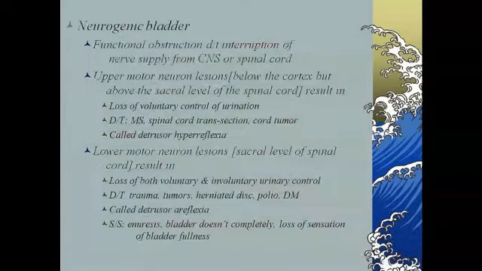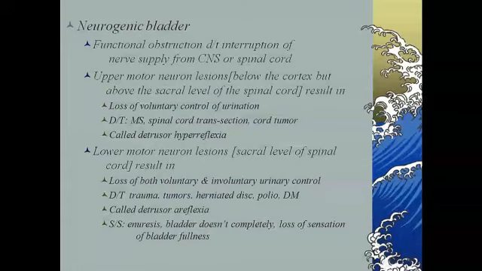A neurogenic bladder is a functional obstruction due to the interruption of the nerve supply from the central nervous system or the spinal cord. An upper motor neuron lesion means that it's occurring below the cortex but above the sacral level of the spinal cord. This will result in loss of voluntary control of urination, and this is usually due to multiple sclerosis or spinal cord transection or a tumor of the spinal cord. It's also called detrusor hyperreflexia.